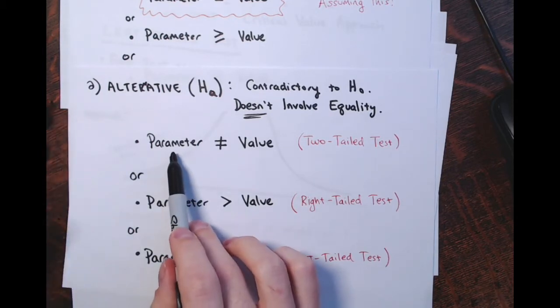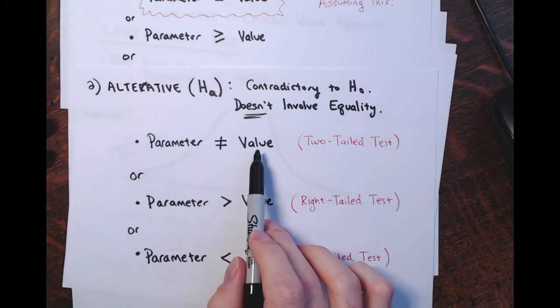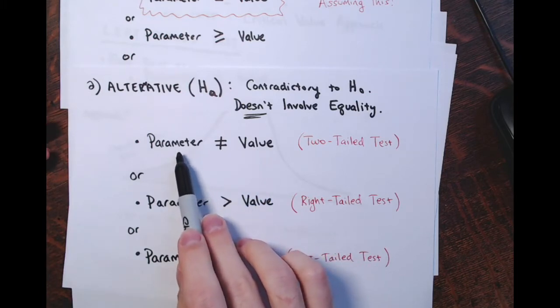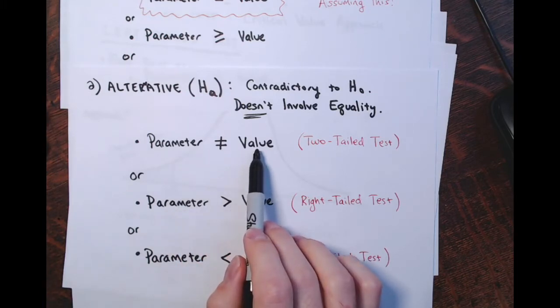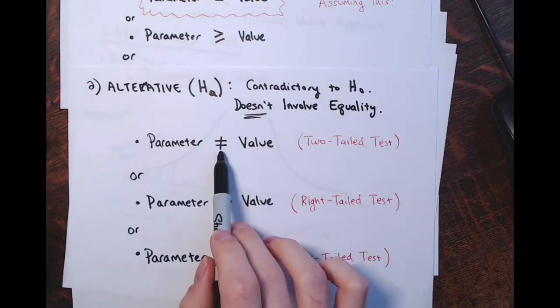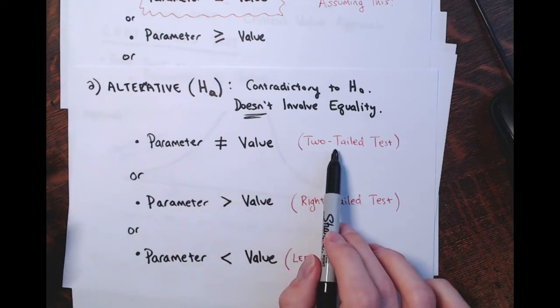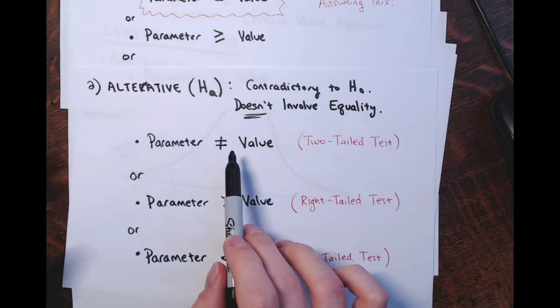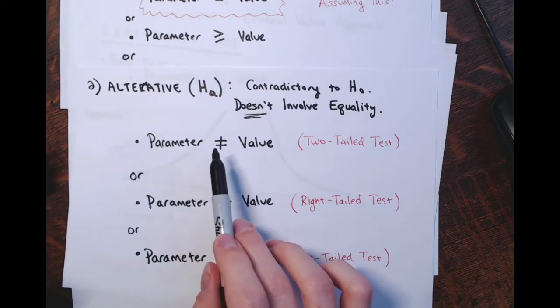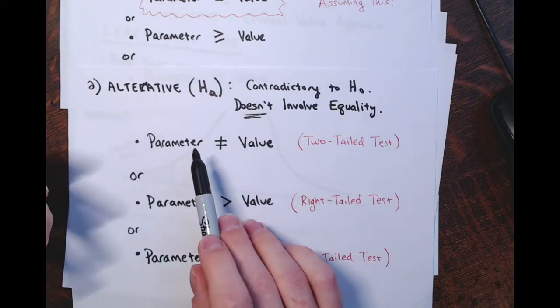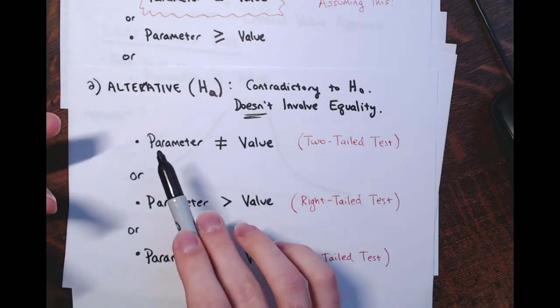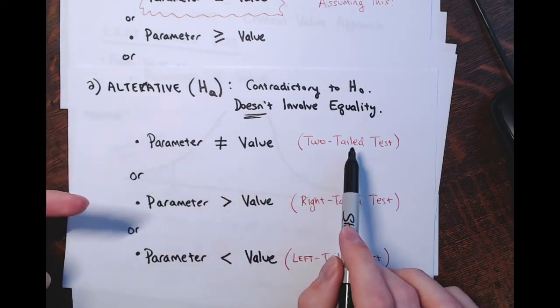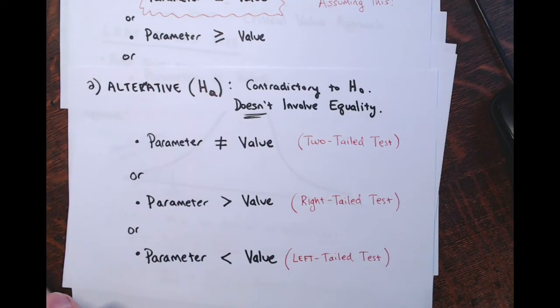One is that the parameter is simply different from a value, that the parameter is not equal to some value. If this is your alternative hypothesis, then you're said to be performing a two-tailed test. If the parameter is not a value, that means the parameter could be greater than or less than that value. So you're on either side, you're in either tail.